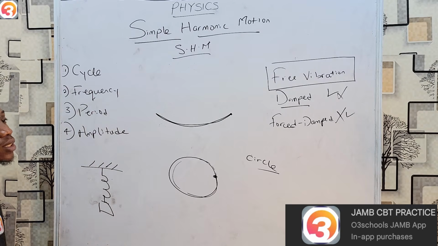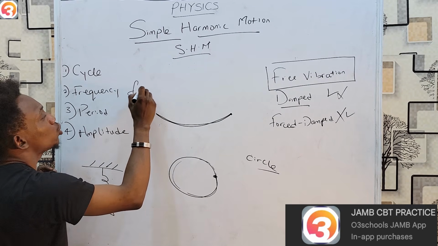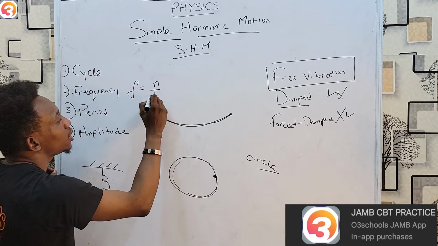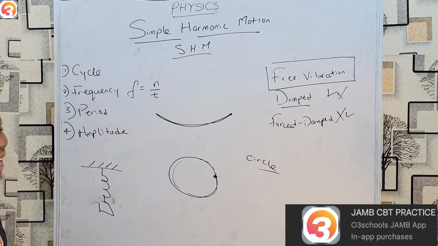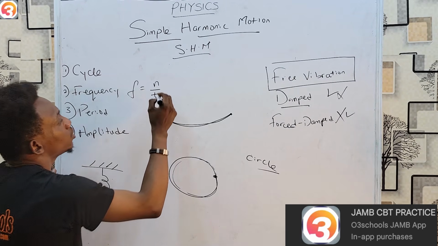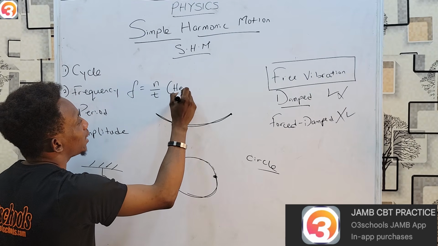Then next we have frequency. Frequency simply measures how many cycles you can complete in 1 second. The number of cycles over time. And frequency is measured in hertz.